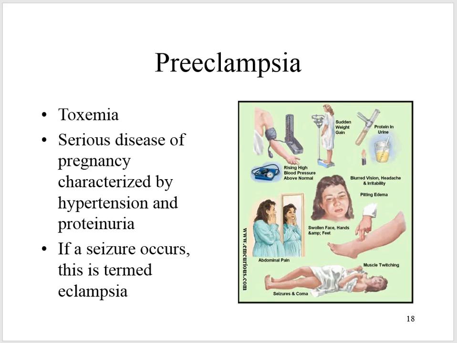Preeclampsia. It's also known as PIH, pregnancy-induced hypertension. This is the non-convulsive form of PIH. Toxemia is a serious disease of pregnancy characterized by hypertension and proteinuria. If a seizure occurs, this is termed eclampsia, and this is the convulsive form of PIH. This is a hypertensive disorder that may develop during the 3rd trimester, more likely to occur in women in their first pregnancy.